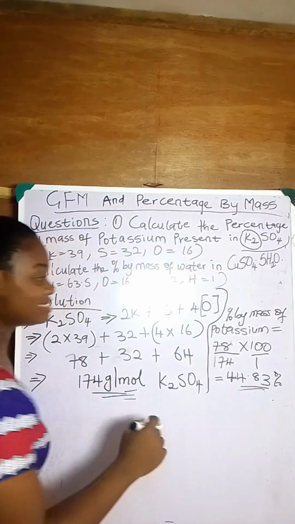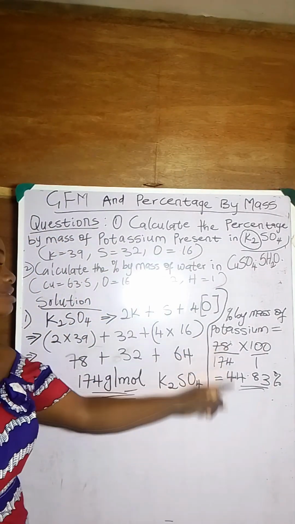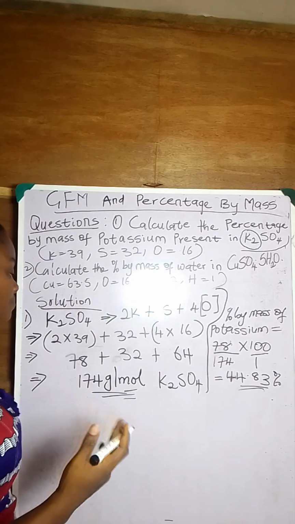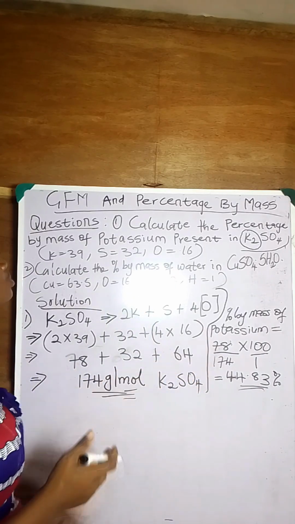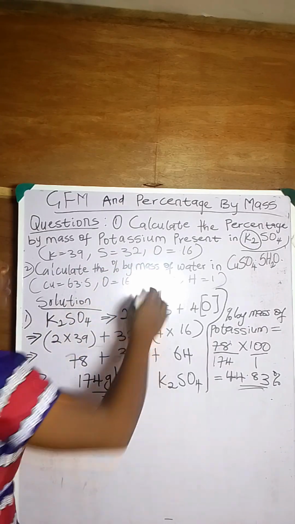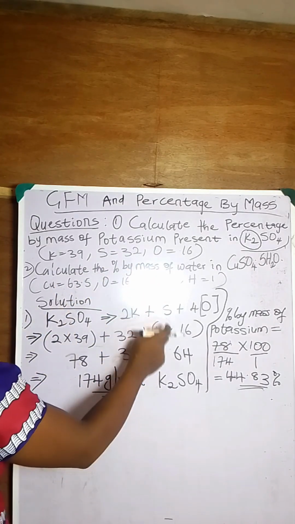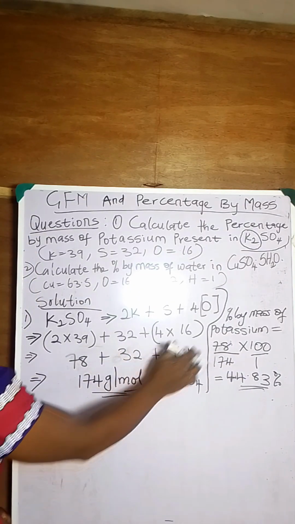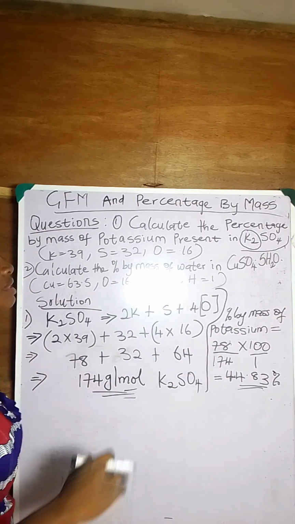44.83%. So this is the percentage by mass of potassium in this compound, K2SO4. You can use this method to do the percentage by mass of sulfur and of oxygen. Remember, oxygen is 4, so you say 64 over 174. And for sulfur, you say 32 over 174. It will give you the percentage.